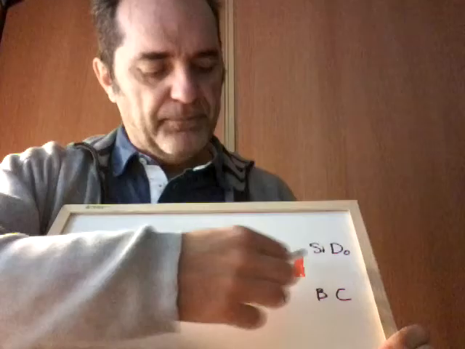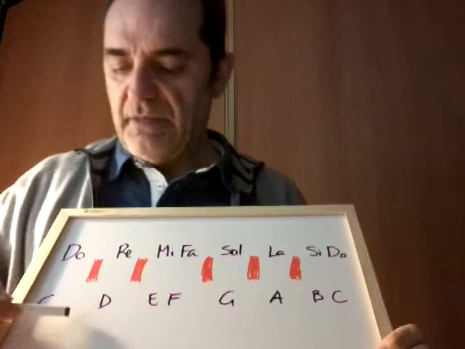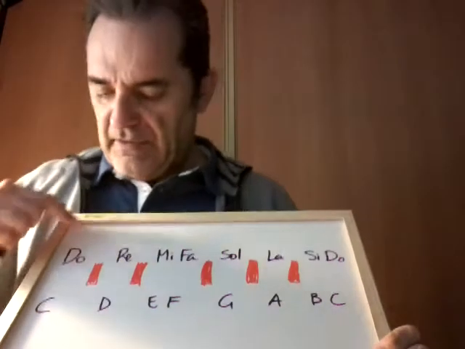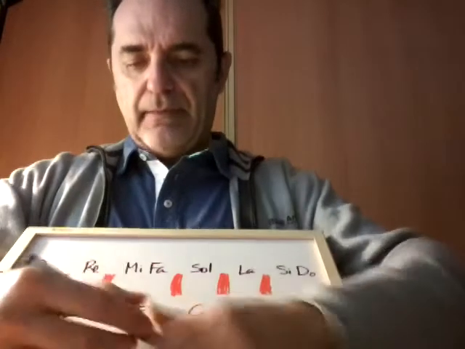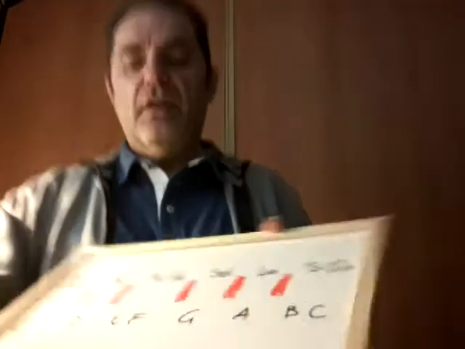Estas representan lo que serían las notas negras del piano. Vale, pues estas son las notas que vamos a llamar sostenidas o bemoles. Entonces, si os fijáis, de do a re, ¿vale? Cuando hicimos la escala de do, vimos que de do a re había un tono. De re a mi había otro tono, de mi a fa había un semitono, es decir, no hay una nota intermedia. De fa a sol había otro tono, de sol a la otro tono, de la a si otro tono y de si a do un semitono.